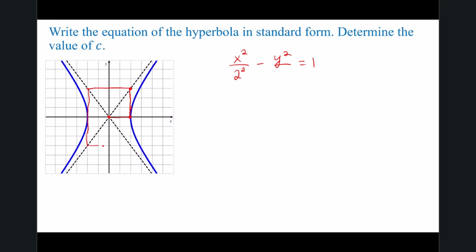Remember, the asymptotes are the diagonals of that box. So this is what that box would look like. The horizontal distance is 2. The vertical distance of that box is 1, 2, 3. So 3 squared goes underneath the y squared. So I could write my equation as x squared over 4 minus y squared over 9 equals 1. Then it says to find the value of c. So c would be the square root of the sum of those two numbers, 9 plus 4, which is the square root of 13. So that means the focus points are square root of 13 away from the center.